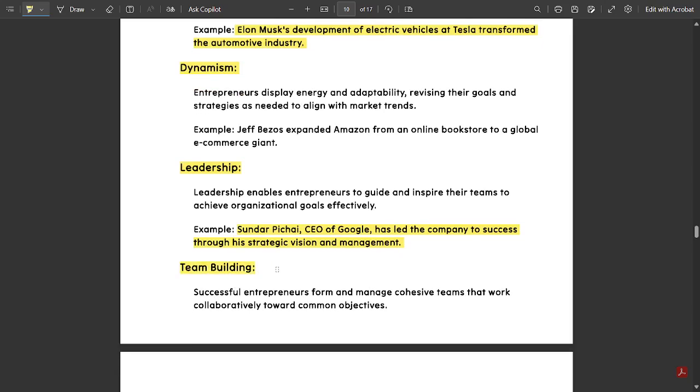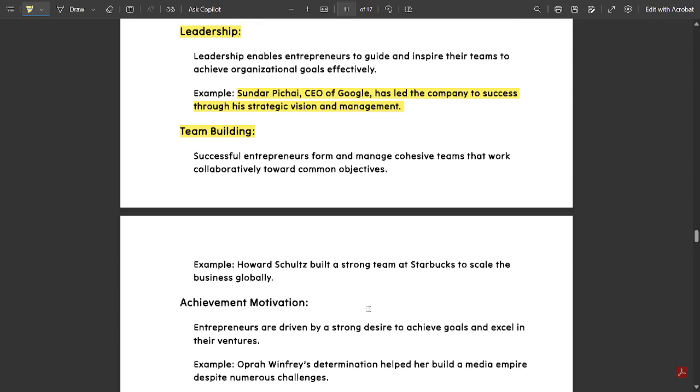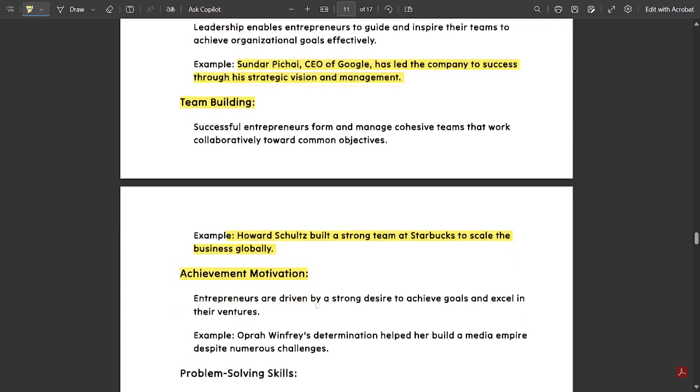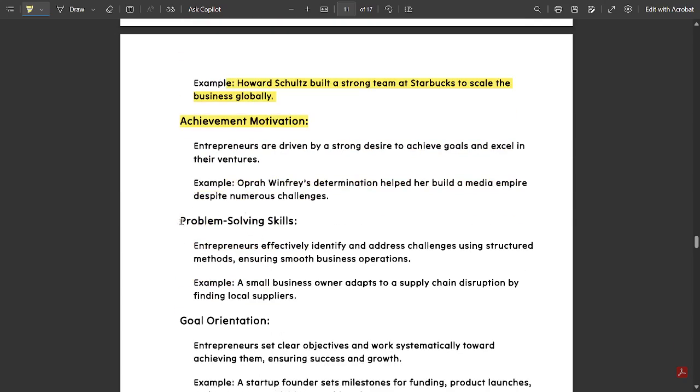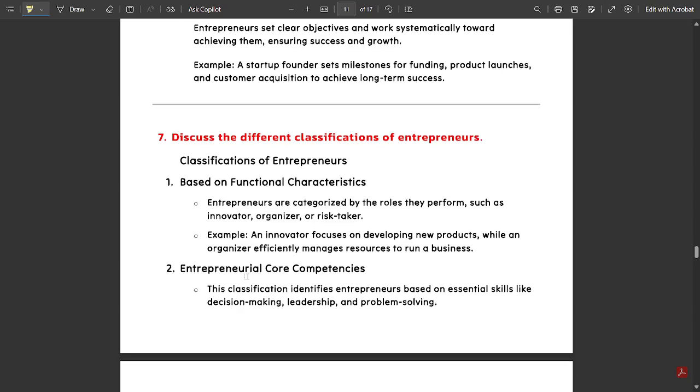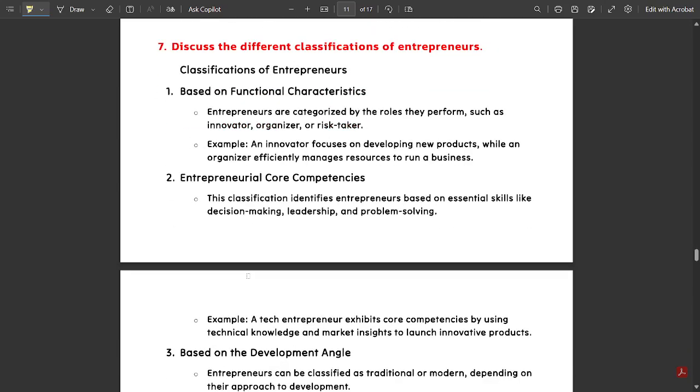Team building. Successful entrepreneurs form and manage cohesive teams that work collaboratively towards common objectives. For example, Howard Schultz, again a huge name in the business industry, built a strong team at Starbucks to scale the business globally. Okay. Next are achievement motivation, problem solving skills, and goal orientation. These things are very important. So let's get to the next question.